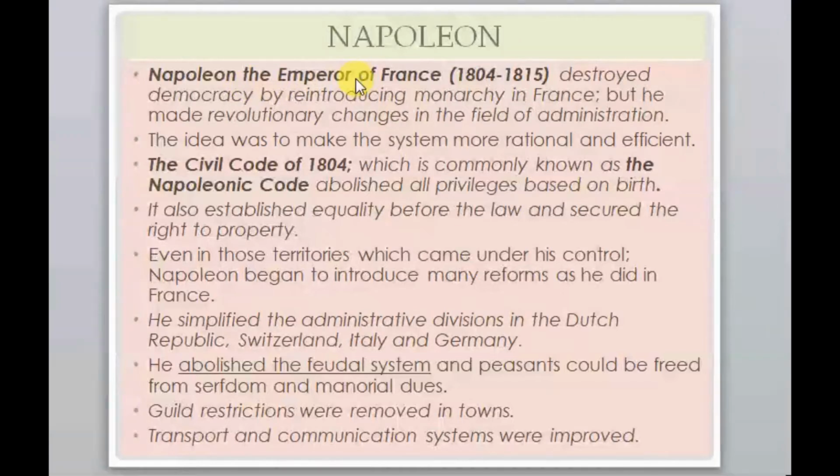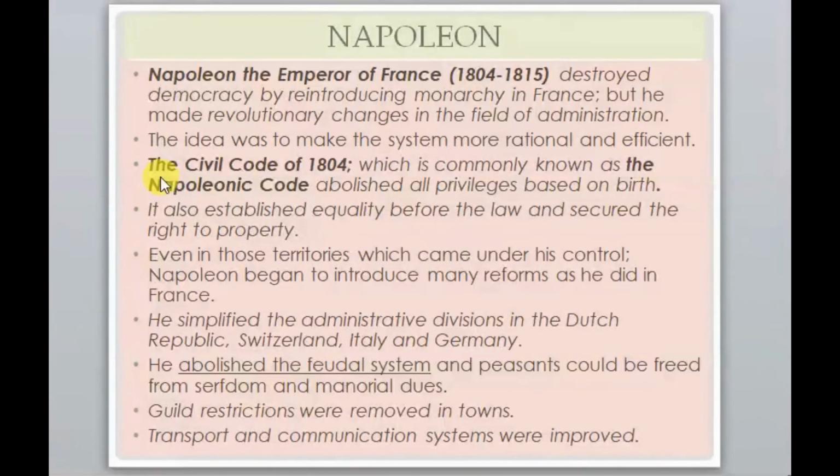Napoleon, the emperor of France, ruled in France from 1804 to 1815. He destroyed democracy. How did he destroy democracy? Because he reintroduced monarchy in France, but he made revolutionary changes in the field of administration. Now the question is why he made these changes? Because he wanted to make the system more rational and efficient.